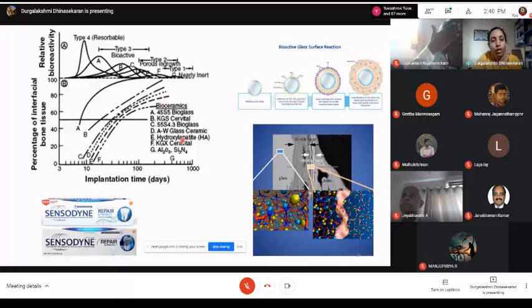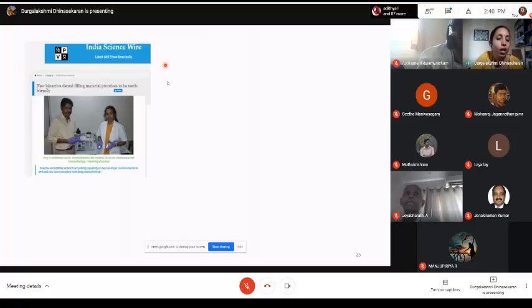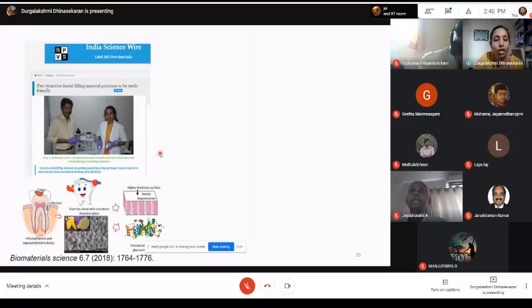One of our works on these bioactive glasses has been recognized widely. My work, along with my PhD guide Balkumar sir, was on strontium bioactive glasses, where we have proven that this material covers these cavities and has antibacterial efficacy within 1 day. And it has good regenerative properties.